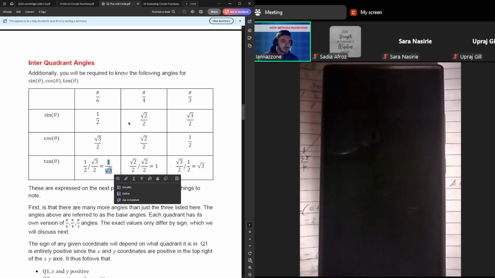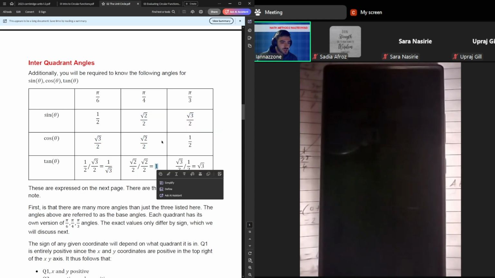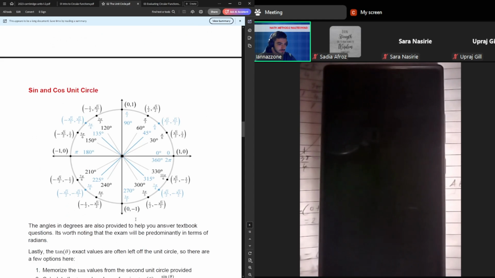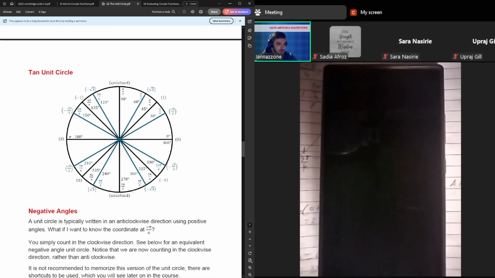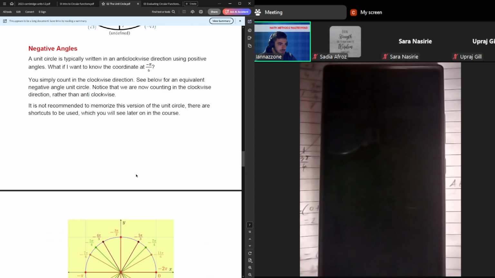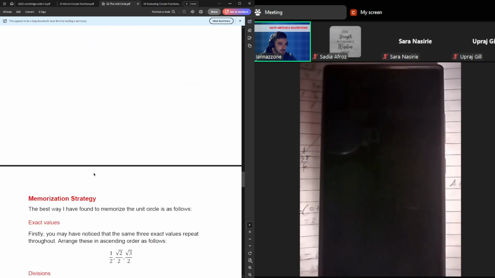Same thing over here, these go to 1. Same thing over here, these go to root 3. That's just what I did. I don't know if I necessarily recommend it. I'm just giving you those are the two options. Either memorize 3 new exact values, or just do this calculation anytime you want to get your tan values. Yeah, that's that. We'll worry about negative angles in a bit.